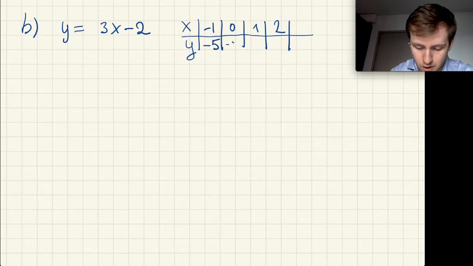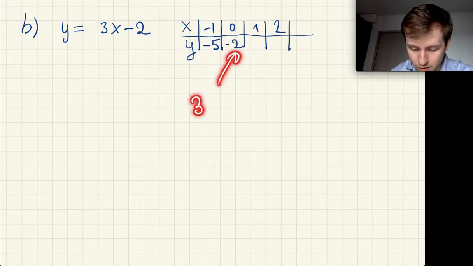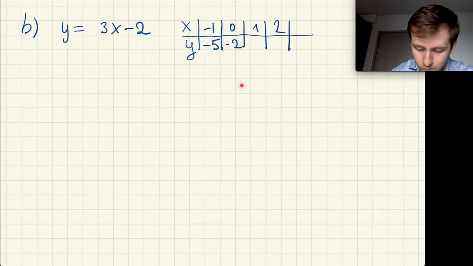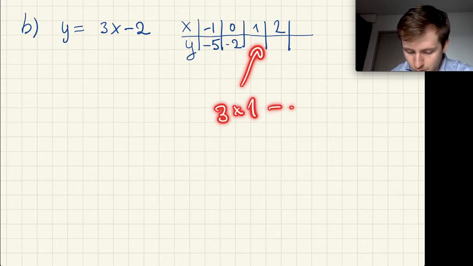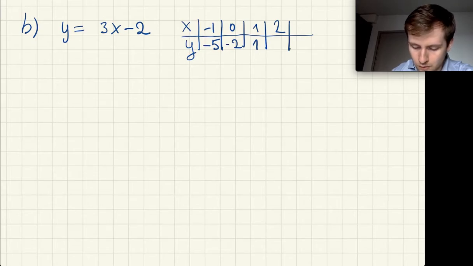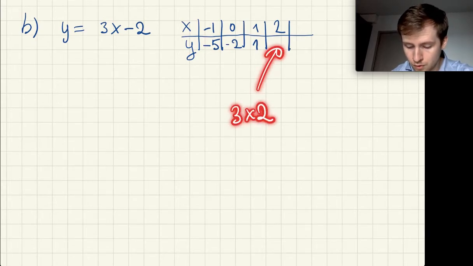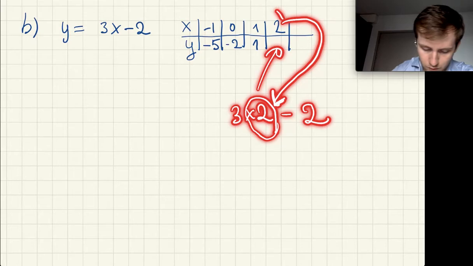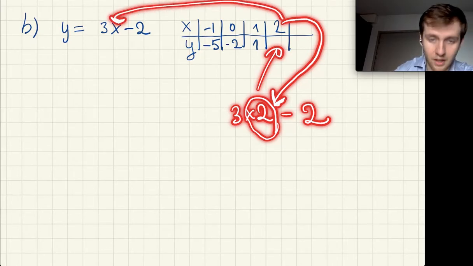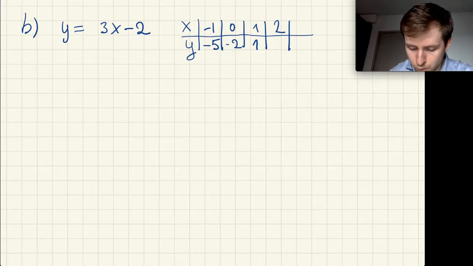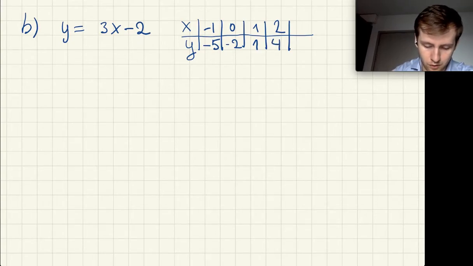Then we have a negative 2. You can check this. So we do 3 times 0 minus 2 equals negative 2. Here we do 3 times 1 minus 2, which is equal to 1. And here we do 3 times 2 minus 2. So again, 2 comes from here, right? This is where it comes from. We replace x with 2. So 3 times 2 minus 2 is equal to 4. And now we can draw the graph.